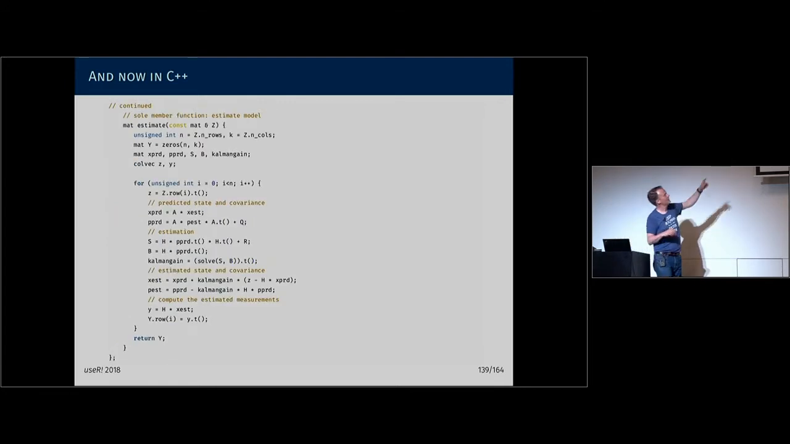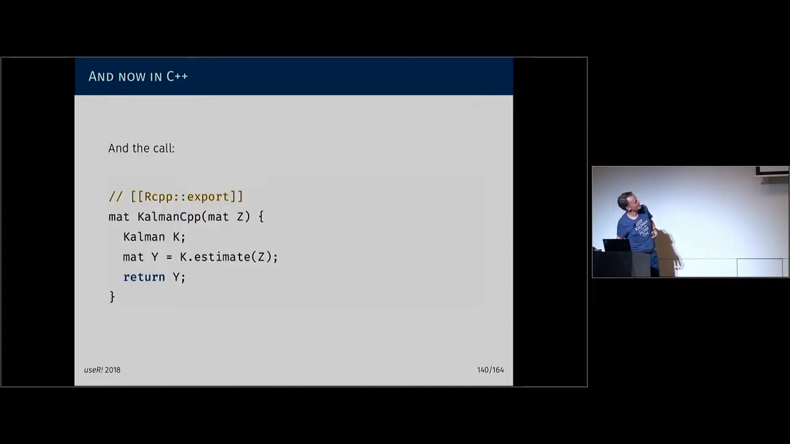This is the continuation. There was a constructor, and then there's a single member function, estimate, and that one just fits on the screen. That's basically one of the halves of the previous functions, but we can now separate out initialization, the variables that are kept, and the actual work. And this is now in C++. And then in R, we can basically just call that: do me that Kalman example in C++ with the matrix Z.